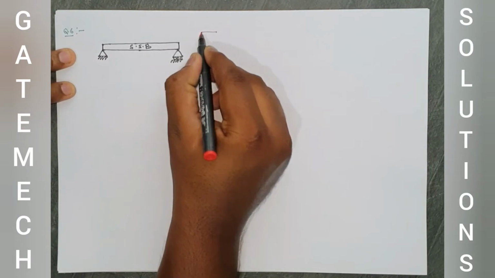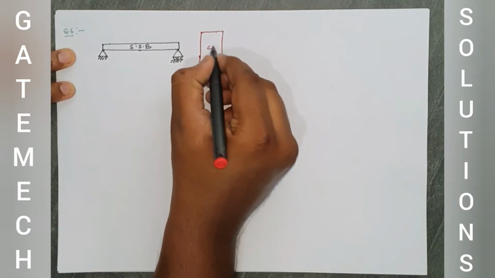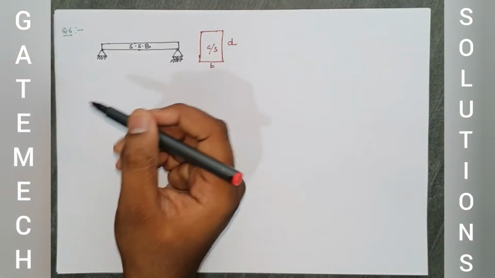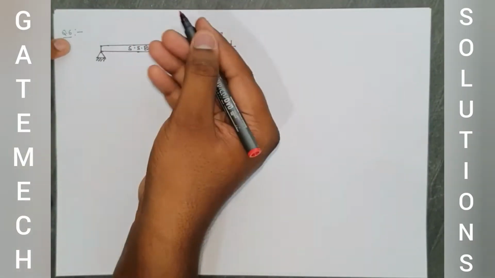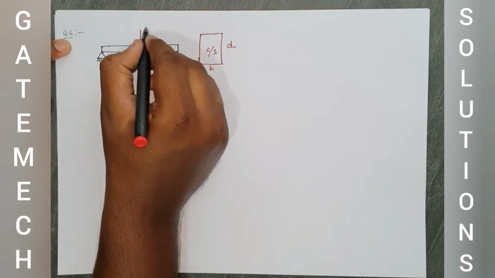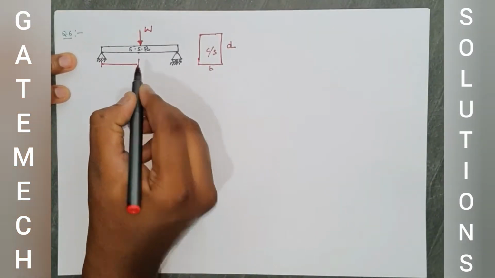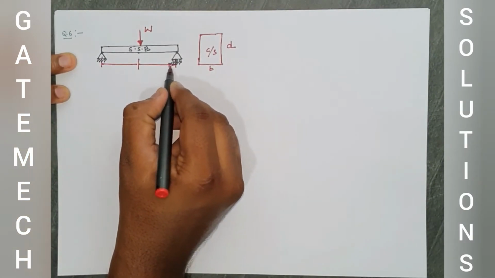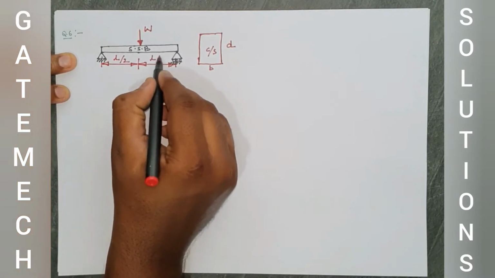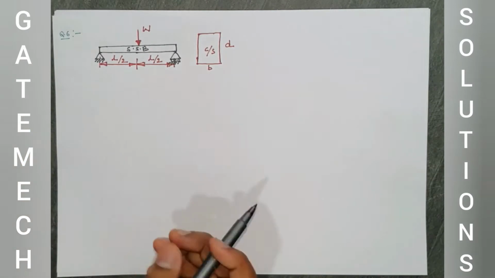The cross section of the beam is in the form of a rectangle having width b and the depth is d. If you look from the side view, the cross section of the beam will be visible. Now they mentioned in the problem a central load of magnitude capital W. Central load means it is acting exactly at the mid span. That means from the supports, this is at a distance of L by 2, this is also at a distance of L by 2. The total length of the beam will be L.